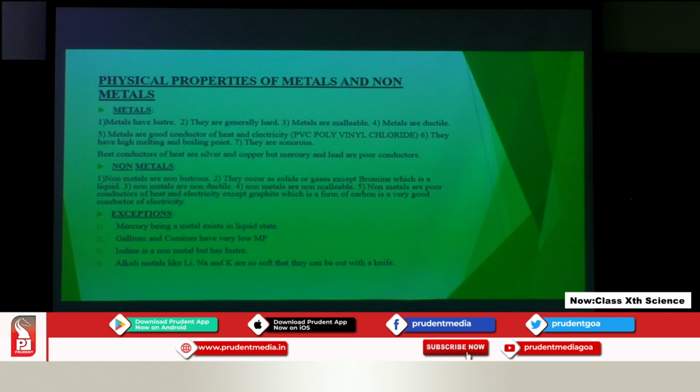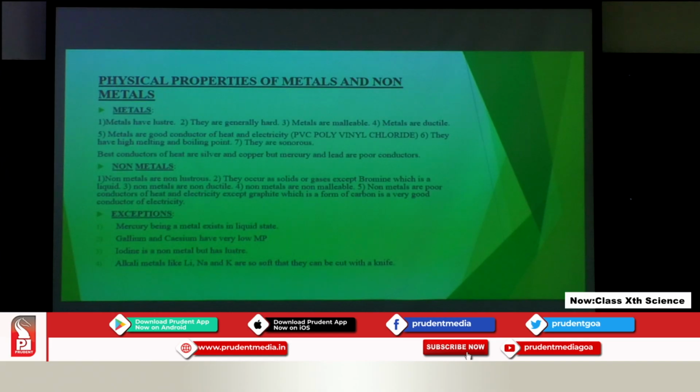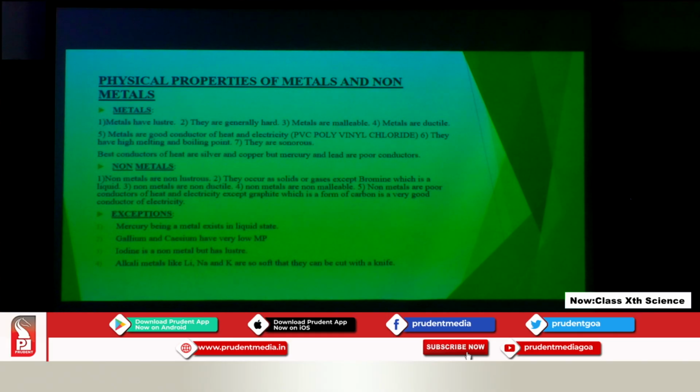Under chemical properties we will see how metals and non-metals react, the chemical reactions which take place in the metals and the non-metals. So first let us begin with the physical properties of the metals and the non-metals. The first property says that metals have luster.